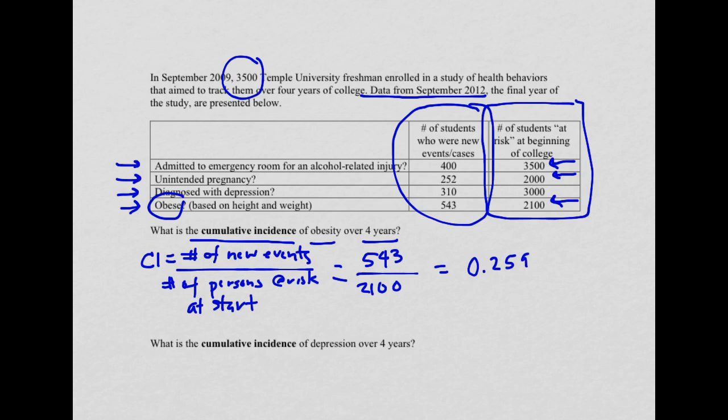and we end up with 0.259. We can express this in a few different ways. We can express it as a percentage: 25.9% of students in our study became obese, or were incident cases of obesity, over 4 years. Or we could also express it as 259 per 1,000 students. So the incidence of obesity over 4 years among our study sample was 259 per 1,000 students. All right, so there's our first example of how to calculate incidence.